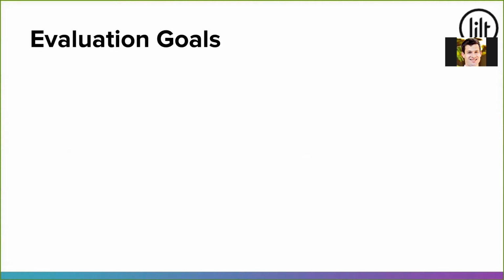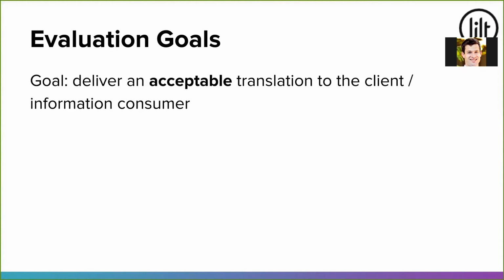Okay, so what is the goal of an evaluation, or of this particular evaluation? I think the goal of doing translation in general is to deliver an acceptable translation to a client or to somebody who's going to be consuming this information, be that somebody who's browsing a website or reading a report or trying to understand a patent. The goal is to deliver an acceptable translation, and this word is chosen carefully.